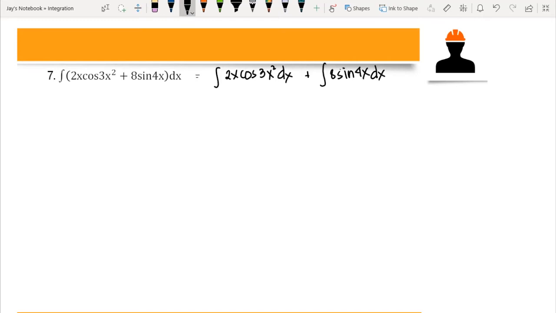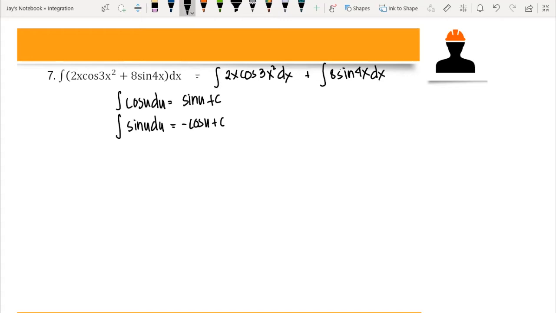Okay, now in this case, we have to identify which trigonometric integration rule we could apply. Since we have cosine as our trigonometric function, we have the integration rule: the integration of cosine u du is equal to sine u plus c. And the second term, since it has sine, we have the rule that the integration of sine u du equals negative cosine u plus c.